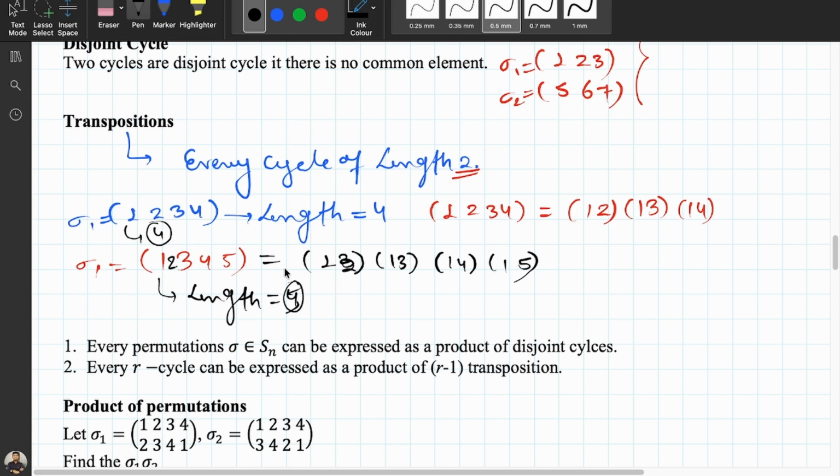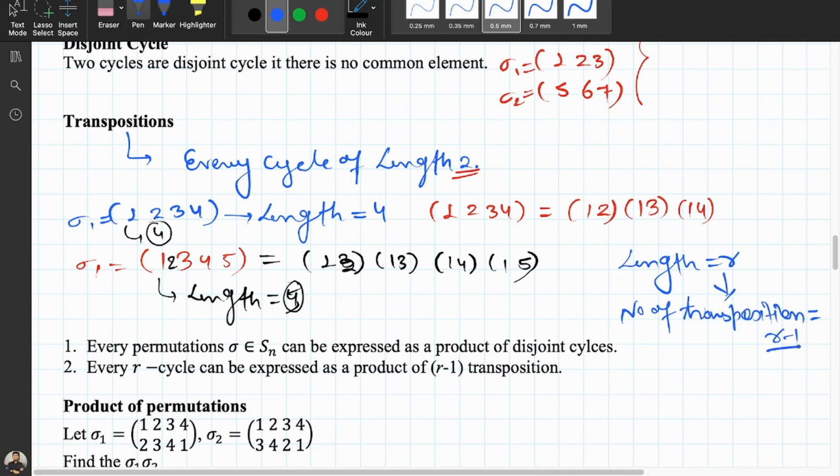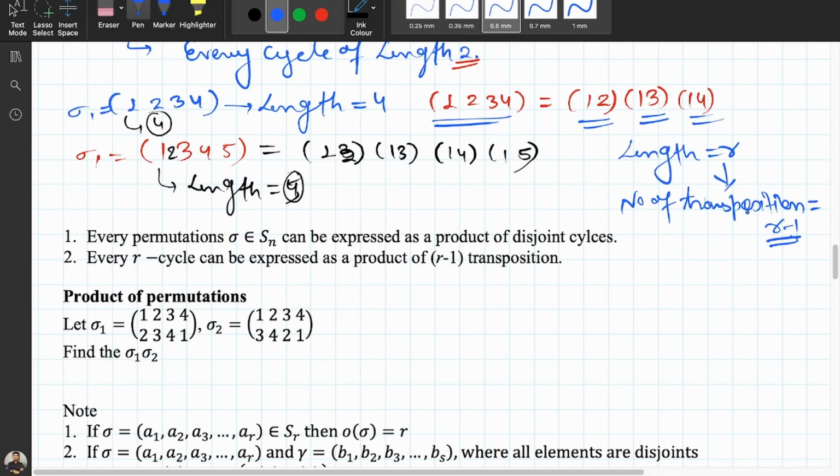So from here, can we say the number of transpositions really depends on the length of the cycle? Yes. If your permutation has length r, then the number of transpositions corresponding to that permutation is r minus 1. For length 4, how many transpositions are there? 3 transpositions. For length 5, 4 transpositions. These are very simple and very useful results.